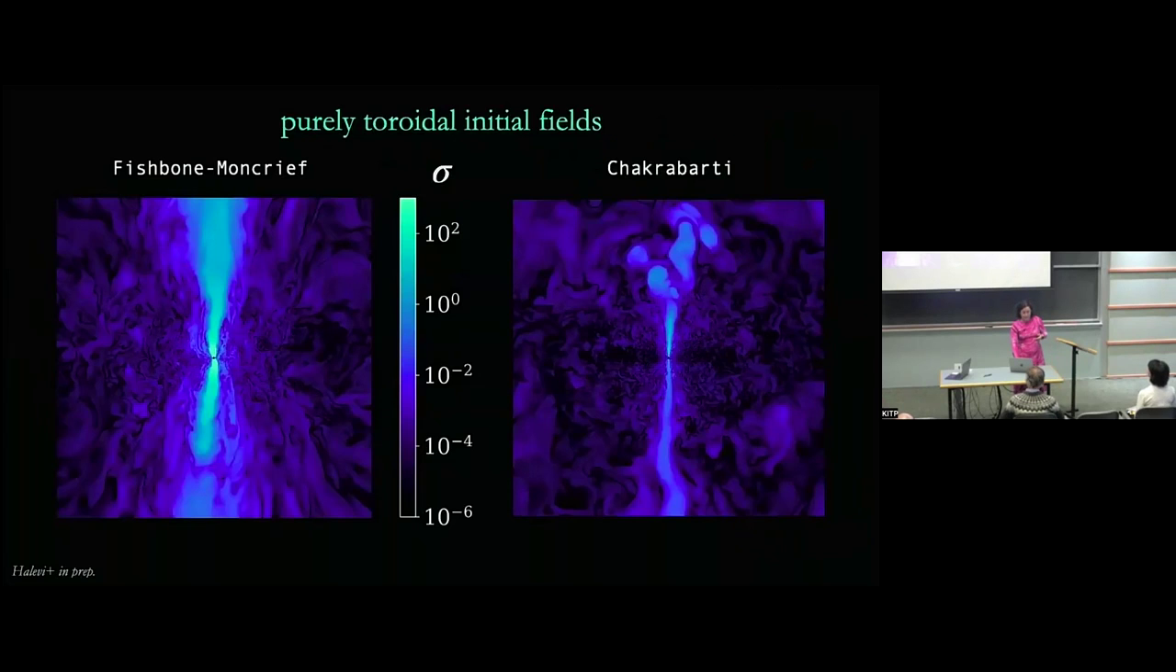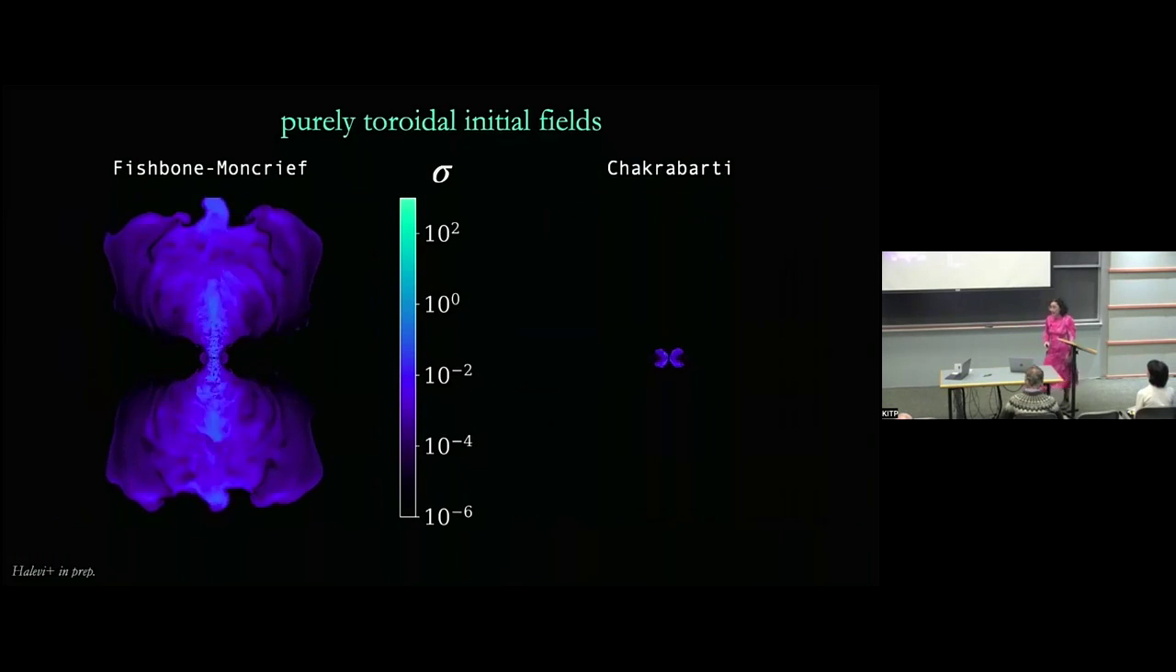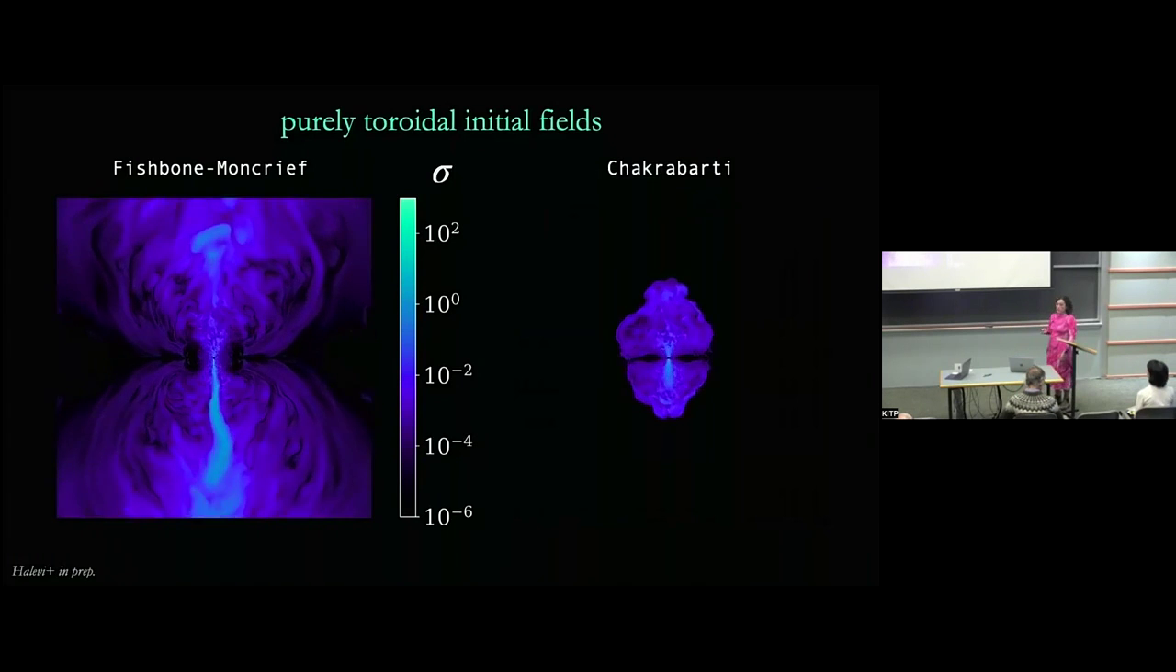Okay, so I'm gonna show a couple movies of slices. So now you're viewing the disk edge on. And on the left, you'll see the Fishbone-Moncrief torus. On the right, the Chakrabarty one. And what we're showing is magnetization. So the light blue is highly magnetized material. And you will see that they evolve quite differently immediately.